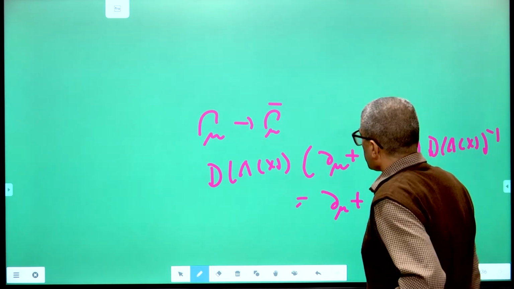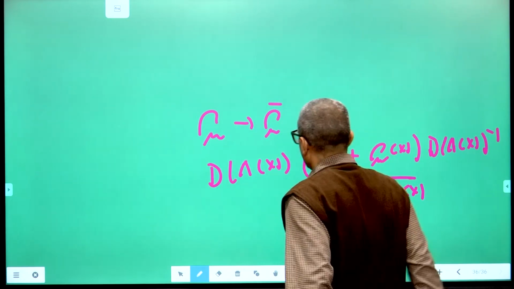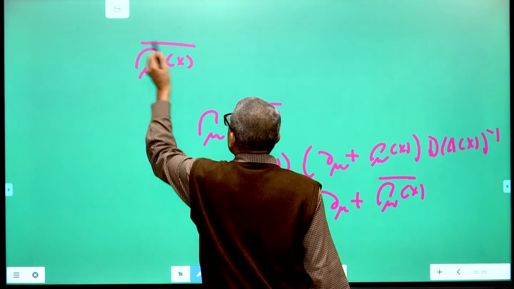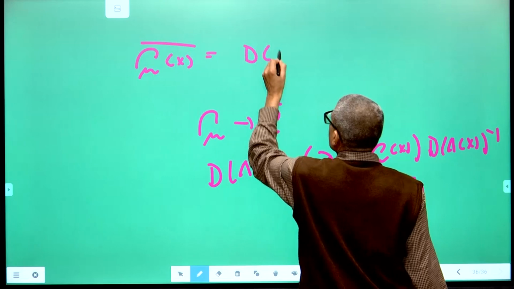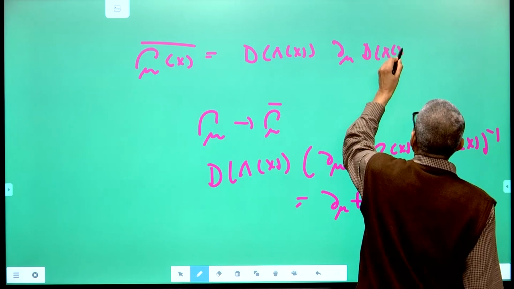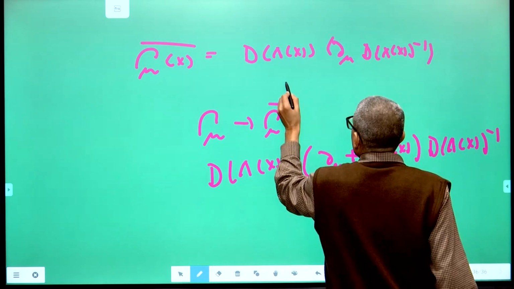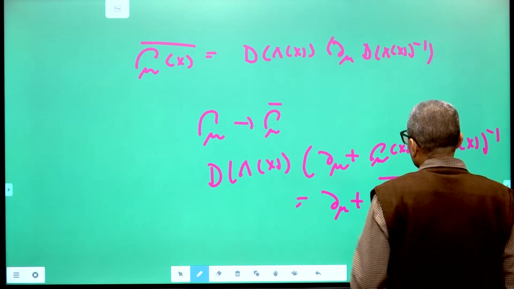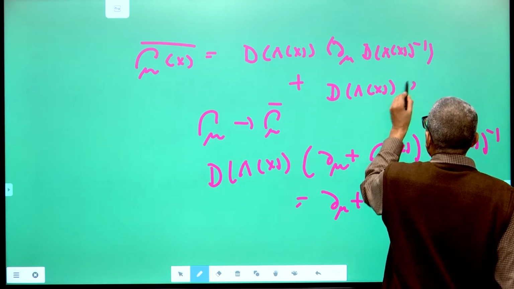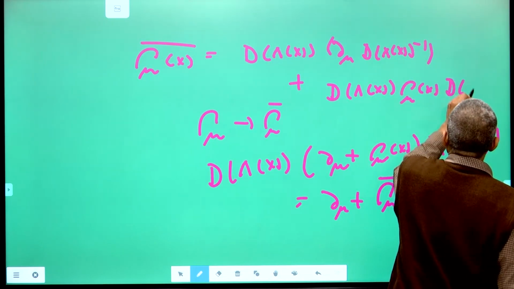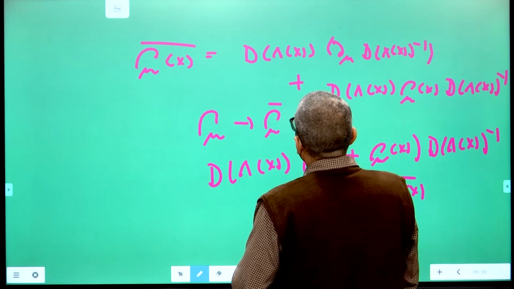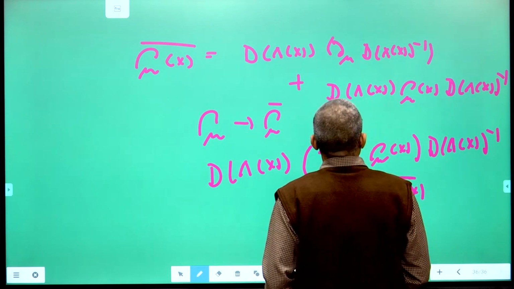Just as in the Yang-Mills case, instead of the gauge group, I have a local Lorentz group here. So this is the same as saying that your gamma mu bar x should be equal to D lambda x multiplied by dou mu D lambda x inverse plus D lambda x into gamma mu x into D lambda x inverse. This is what should be the law of transformation of the spinor connection of the gravitational field.